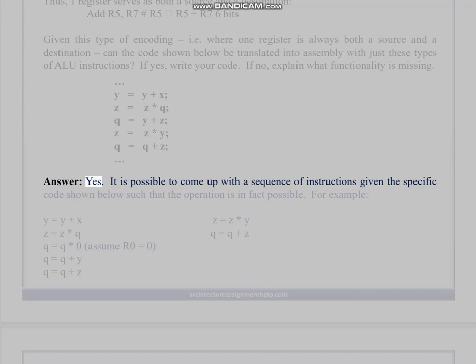Answer: yes. It is possible to come up with a sequence of instructions given the specific code shown below such that the operation is in fact possible. For example, Y = Y + X, Z = Z * Y.